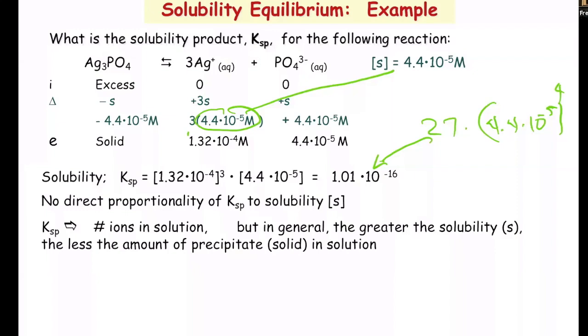You can see that the problems are somewhat easier and somewhat more complex. It's easier because you don't have to deal with a reactant. The reactant is a solid. But it's more complex because now, depending on the number of ions you have, you've got to raise it to that power. That's the complexity of it. That's why you need to know what the ion identities are, because if you don't, then you don't know how many ions are going to form. That's the key.